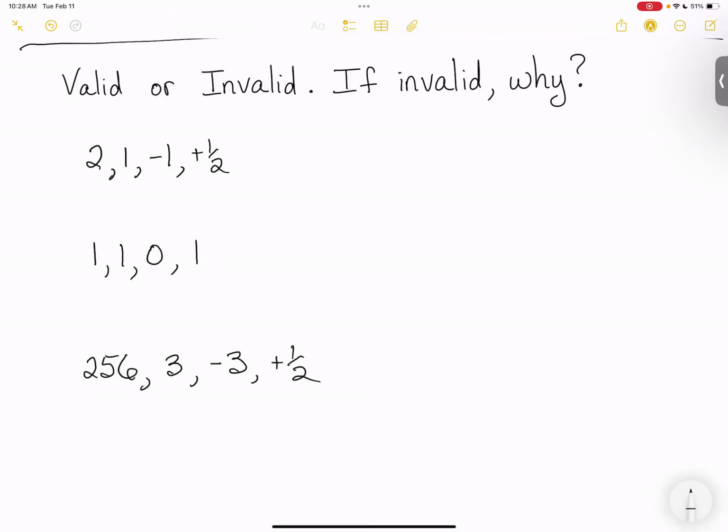Says L is going to be 0 to n minus 1. Well, if n is 2, that means it can be 0 to 2 minus 1, which is 1. So it can be a 0 or a 1. Is it a 0 or a 1? Yes.